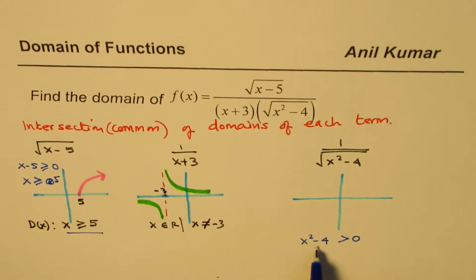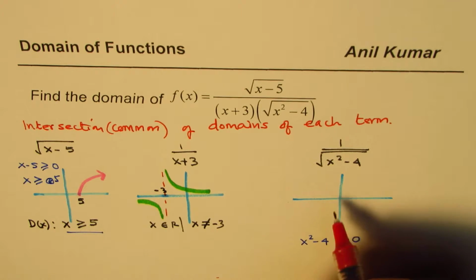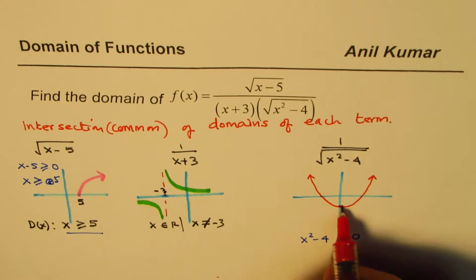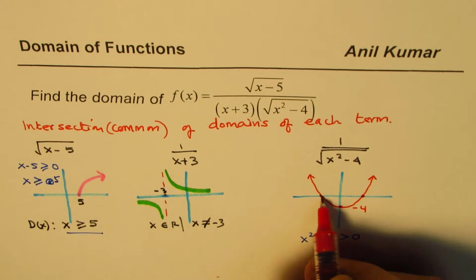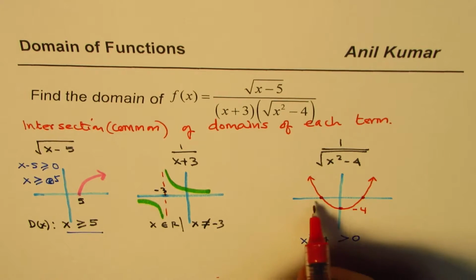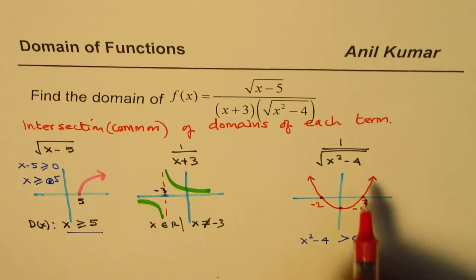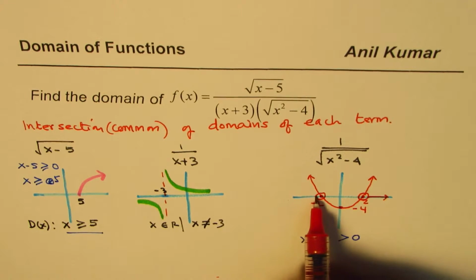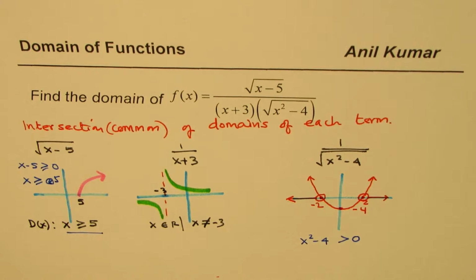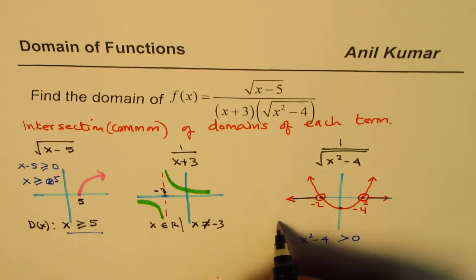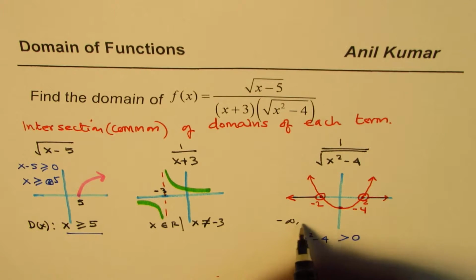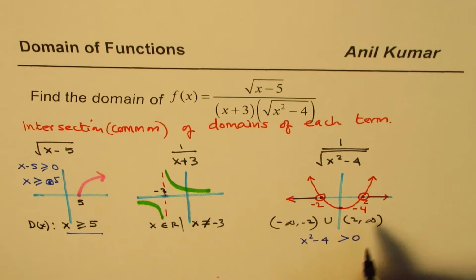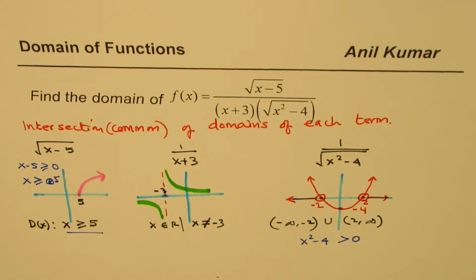And what is x squared minus 4? It is a parabola which is shifted 4 units down. So it's kind of like this, where this value is minus 4 and it is 0 at plus or minus 2. As you can clearly see, minus 2 and plus 2 cannot be included. So for this function, the domain in interval form is minus infinity to minus 2 union 2 to infinity. So that becomes the domain of this function.